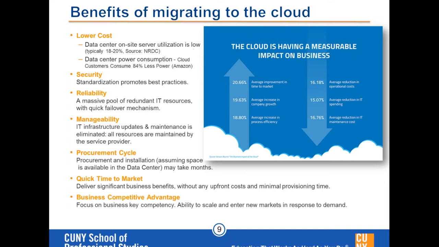Okay. So what are the benefits of migrating to the cloud? I guess the first one is lower cost. That's the one everyone speaks about. That essentially comes from inefficiency. The on-site data center server utilization is very low typically. We build data centers so that they have spare capacity. We build in peak usage, and the power consumption of data centers is very high compared to the efficiency.